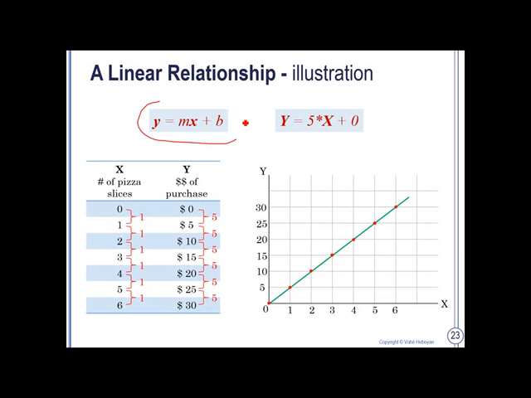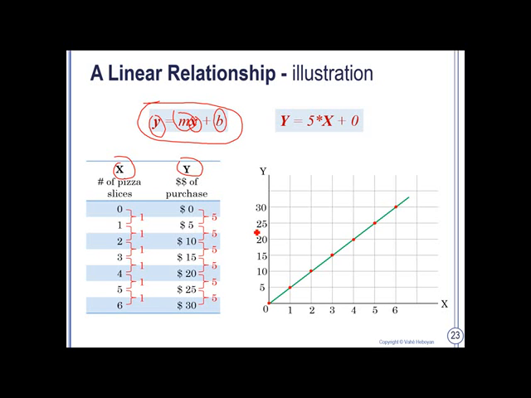Our general form of a linear equation is y equals mx plus b. In this case, we have the value of y and the value of x. Those are right over here. This is the x and this is the y. Now we need to try to understand what the value of m is and what the value of b is.